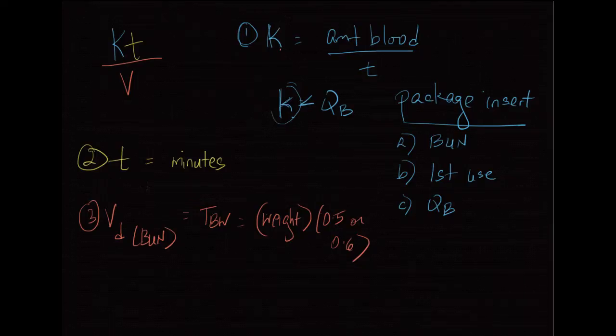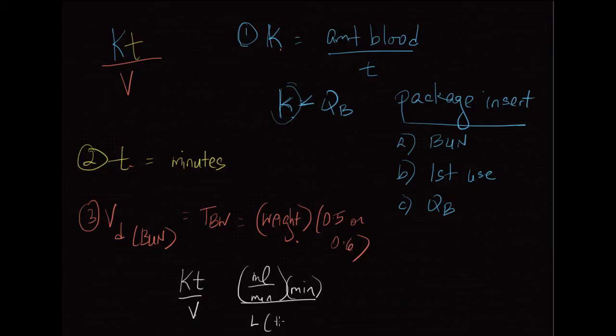So you just look up the K, you set the T, you calculate the volume of distribution, and you get yourself a KT over V, which happens to be what we call a dimensionless number. In other words, you have mils per minute times minutes, divided by a volume, which you will get in liters, and multiply by 1,000. So the minutes and minutes cancel out, the volumes cancel out, and you get a number that is completely dimensionless, no units.